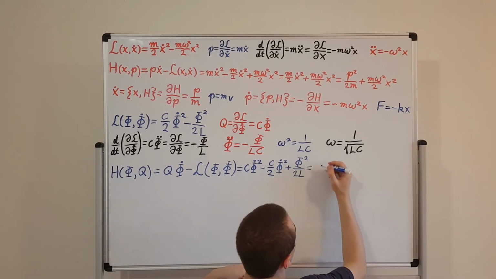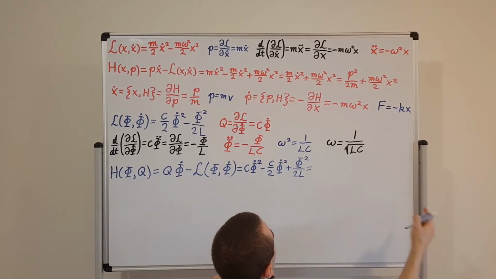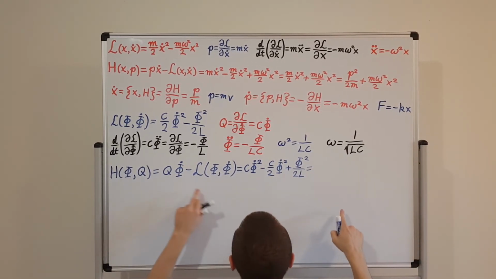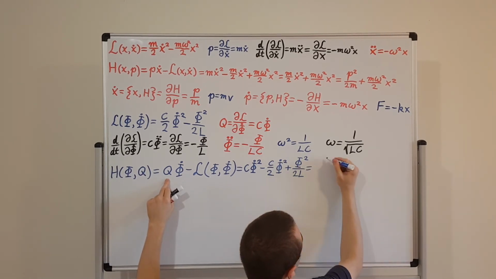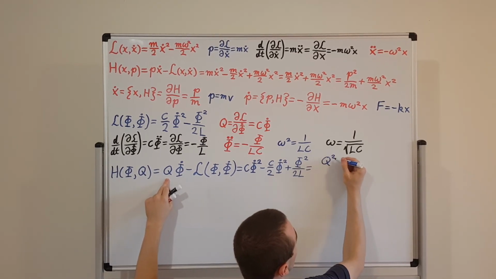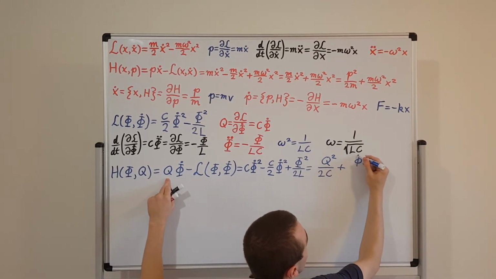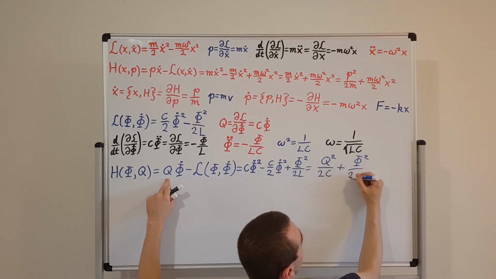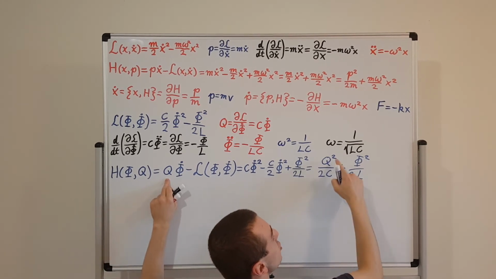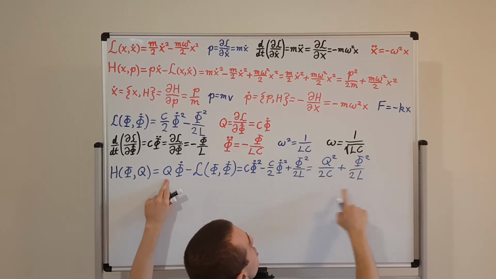We can write this as kinetic plus potential. But what I'm actually going to do is write this in terms of Q. And that's going to give me this. I'm going to have Q squared on 2C plus this magnetic flux squared on 2L. So they have a symmetric relationship. Charge and flux have a symmetric relationship over here.